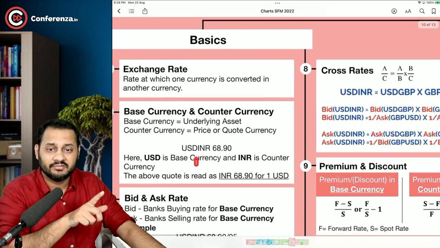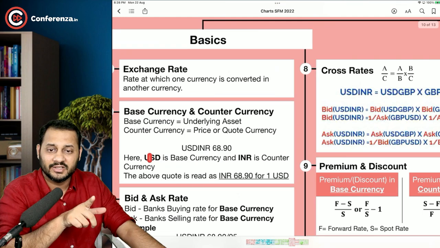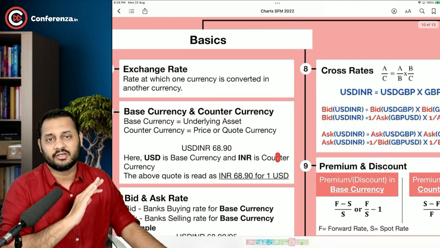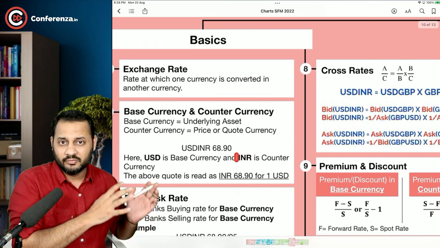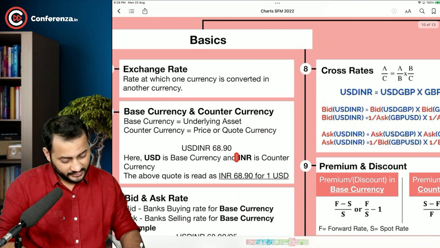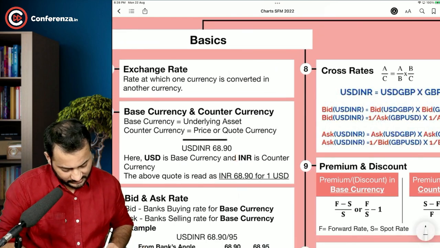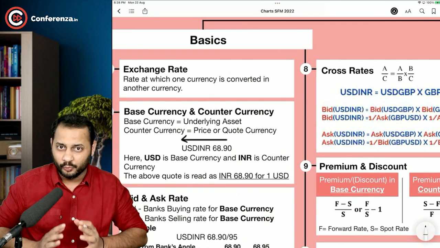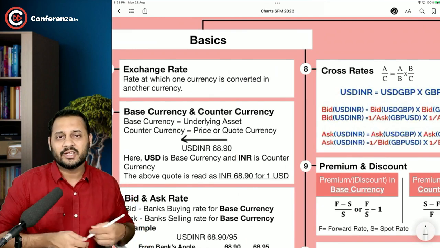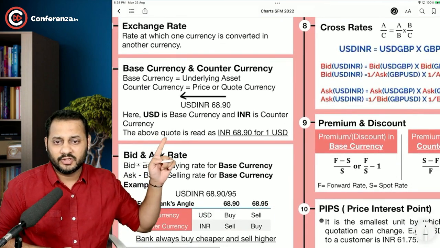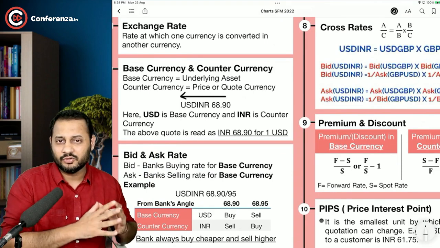If the quotation is given like this, USD INR 68.90, you can say USD is the base currency and the price after that is the counter currency. So it has to be read from right to left. Please put a mark like this in your chart. It has to be read like this, 68.90 rupees per dollar. So what is per in this case? Dollar. Okay. So the above quote is read as INR 68.90 per dollar.